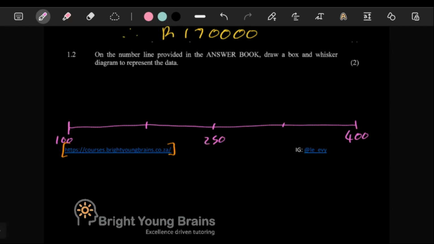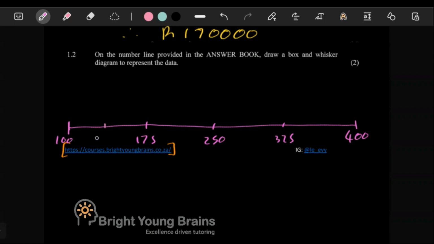So me doing what I'm doing now, fortunately, you won't have to do anything like this because you will have the number line and everything. So in the middle of 250 and 400, we're gonna have 325. So 325. I just want to get the middle of each of these so that we can draw our box and whisker diagram.